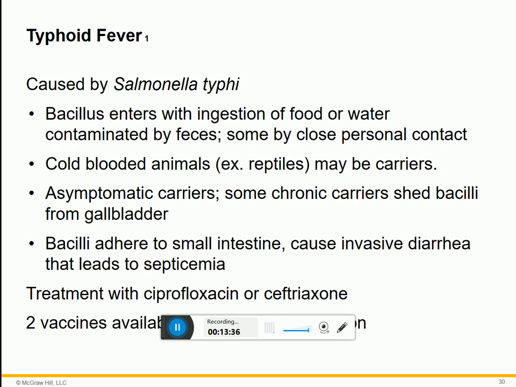Okay, so now these bacilli, they stick to the small intestine. They lead to this very invasive diarrhea. Okay, severe diarrhea could lead to dehydration and sometimes can even lead to septicemia and shock. The treatment is antibiotics. Okay, there are vaccines that are available. It's not given to everybody. It's just reserved for those who are either traveling to endemic areas, or they have to handle these cold-blooded animals on a daily basis. Okay, so it's not one of those vaccines that are recommended for everybody.